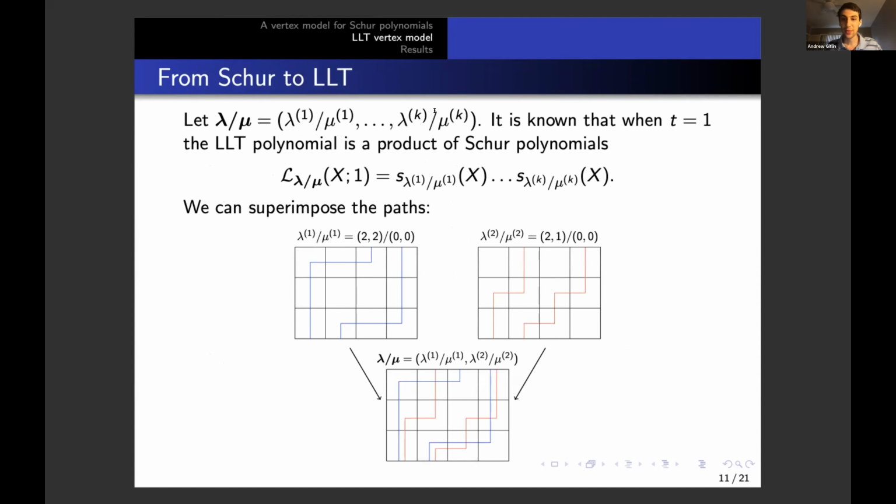Okay, so when I set t equals 1, I end up recovering a product of skew Schur polynomials. And so this actually suggests a place where we can start if we want to find a vertex model for LLT polynomials. Namely, each shape gives me a set of paths. So I'm going to assign a different color to each of the shapes and superimpose those paths. So in this example, blue is color 1, it corresponds to the first skew shape. Red is color 2, it corresponds to the second skew shape. And I take the two sets of lattice paths and just put them on top of each other.